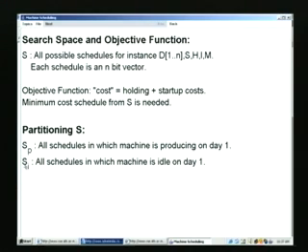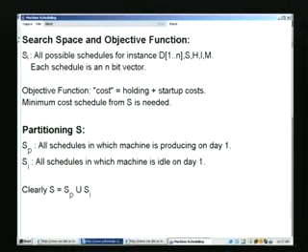In subspace S sub I, we will put all schedules in which the machine is idle on day 1. Now, this union this, in the sense that in every element of S, either the machine is producing on the first day or it is idle on the first day, and therefore S is equal to this union this. So, we have partitioned S, and the next question is, how do you search each of these subspaces?